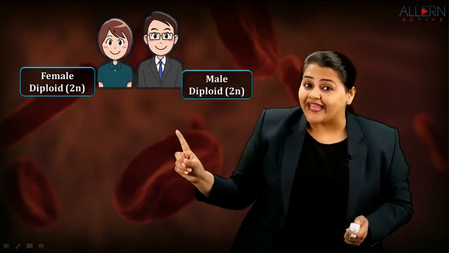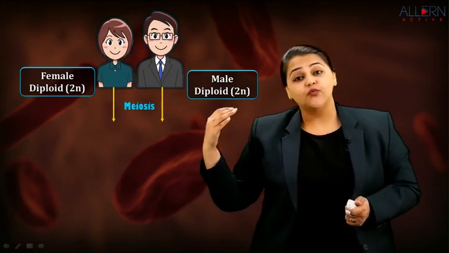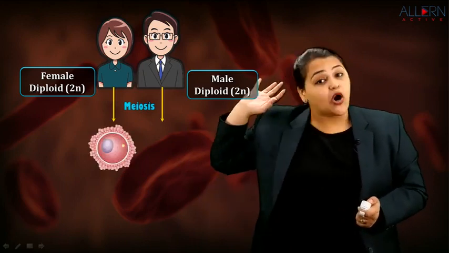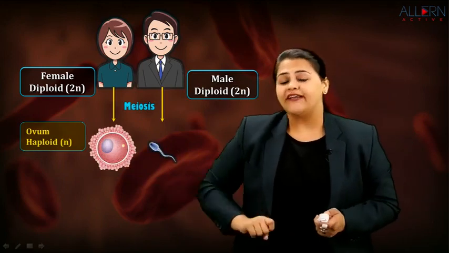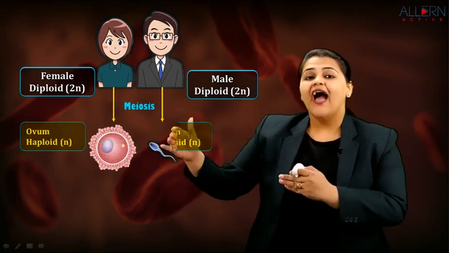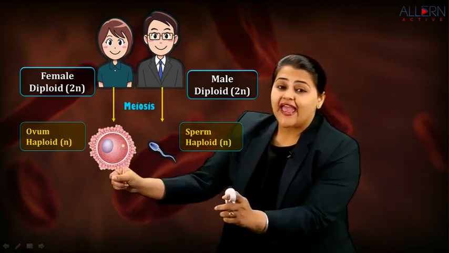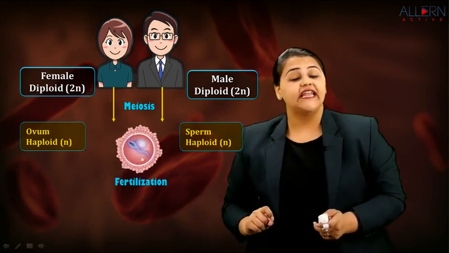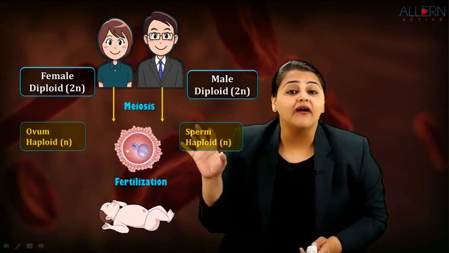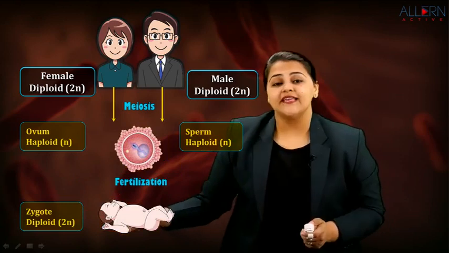So when we have these males and the females, they have diploid cells, that's 2n. When these diploid cells undergo meiosis, that is the germ cells undergo meiosis, they will form haploid eggs, that's haploid ovum, and they are going to form haploid sperm. Now when these haploids, egg and sperm, fuse together during the process of fertilization, they form a zygote which is diploid. So n plus n gives 2n, and this is the diploid zygote.